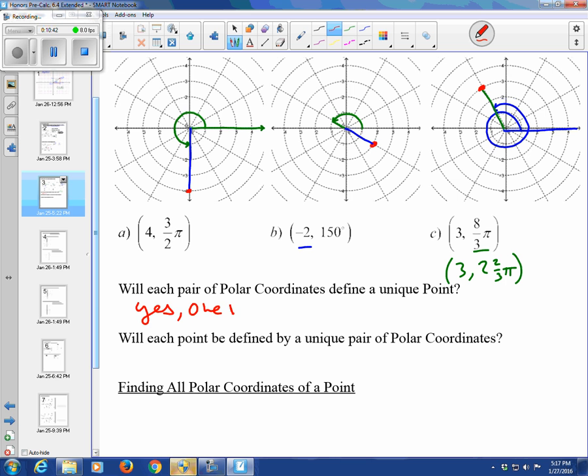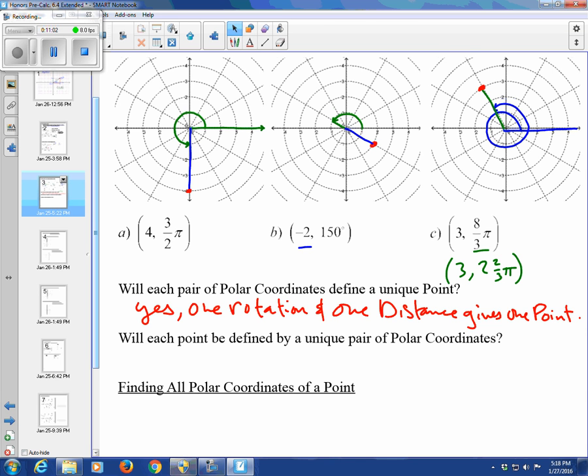one rotation and one distance gives one point. So right here, each of these polar coordinates, and in fact, any ordered pair on the polar plane, is always going to define one point, right?